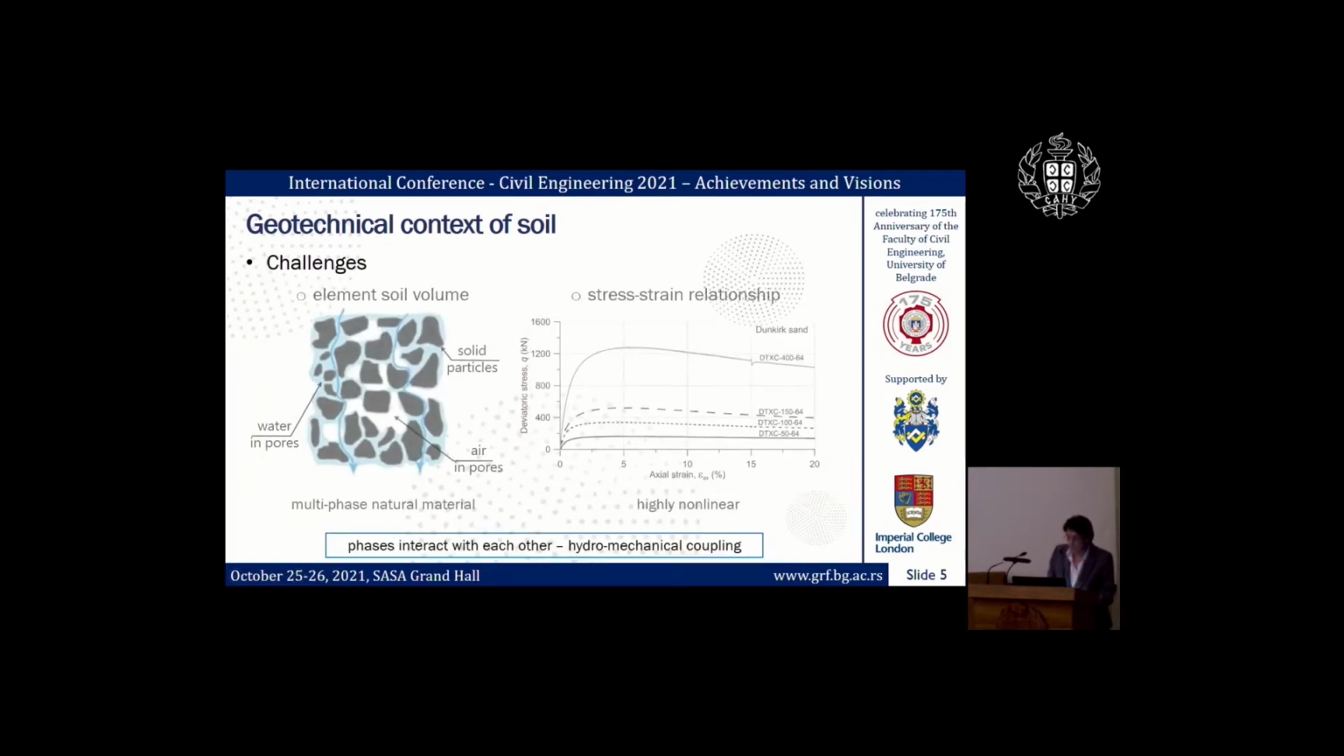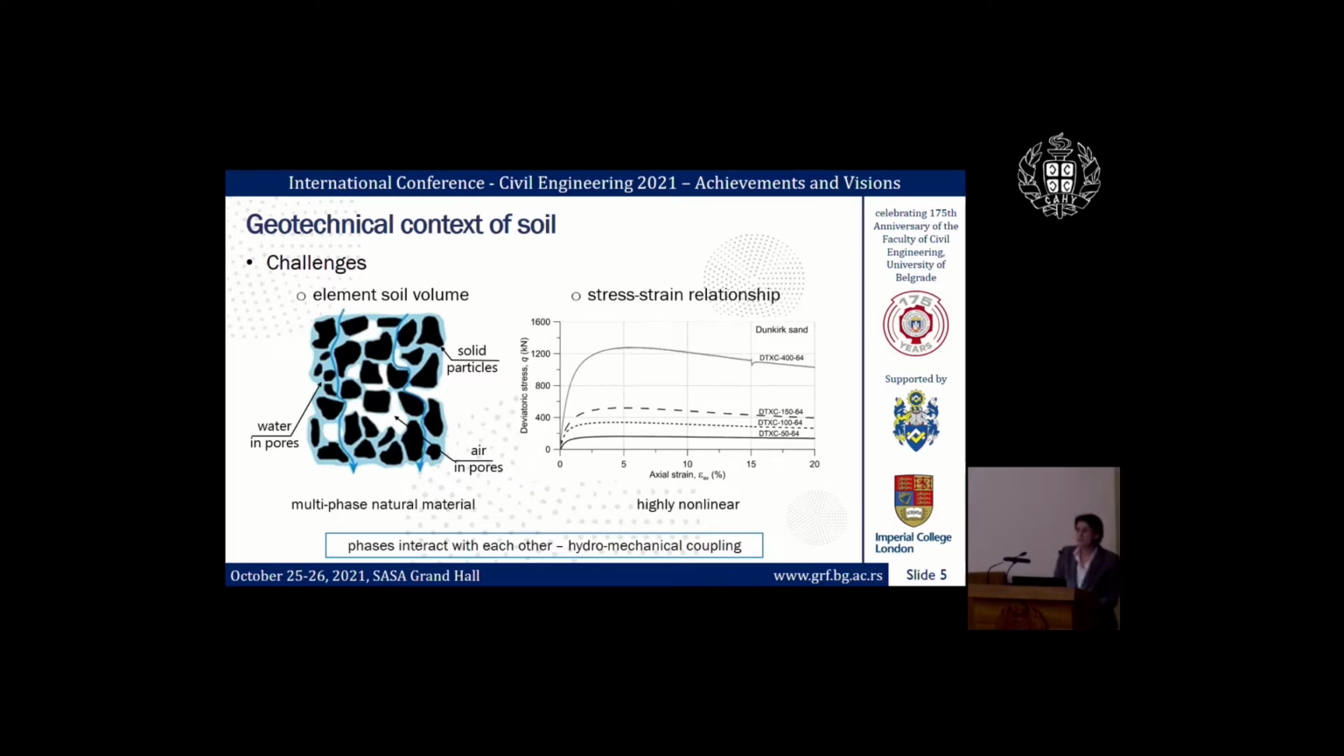And the main challenge when it comes to soil mechanics itself, first of all, is the multi-phase nature of the soil, being a natural material, not a material that we can make and design its characteristics. If you look at an element, a soil volume, it consists of some solid particles in some arrangement and voids between these particles that are filled with air or water, or a mix of air and water.